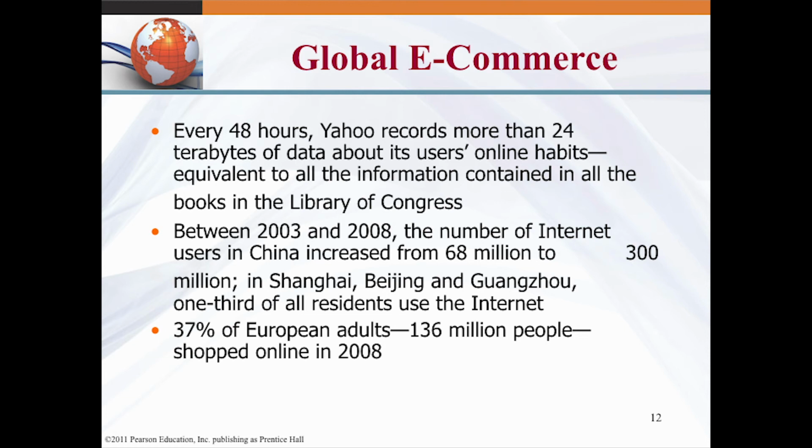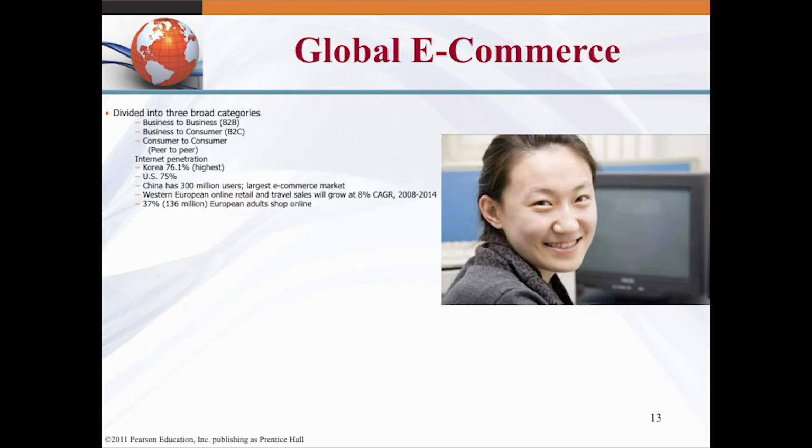Global e-commerce. Global e-commerce is divided into three broad categories: business to consumers, and consumer to consumers, that is, peer to peer. The internet penetration is highest in Korea, the US, China, and Europe.